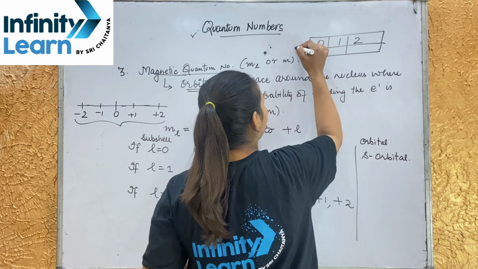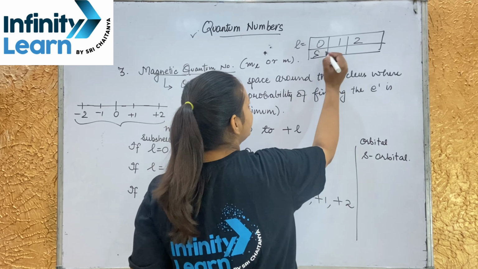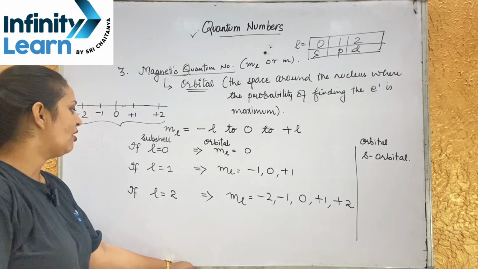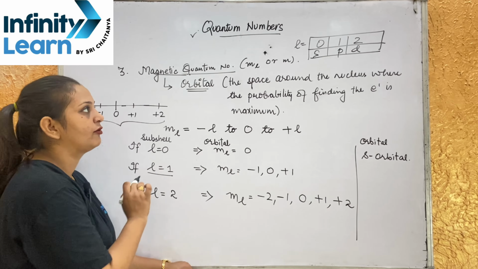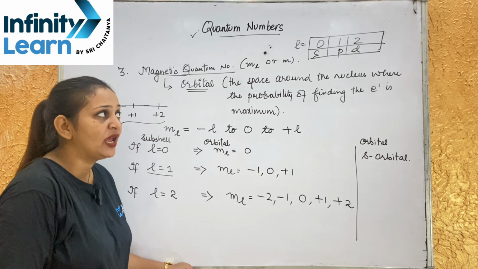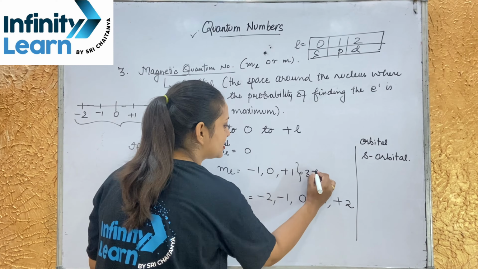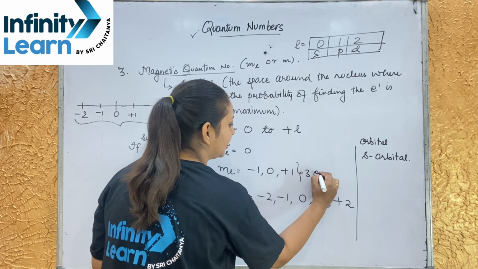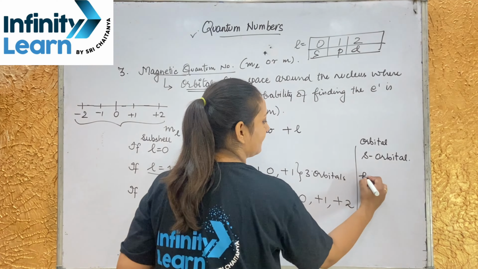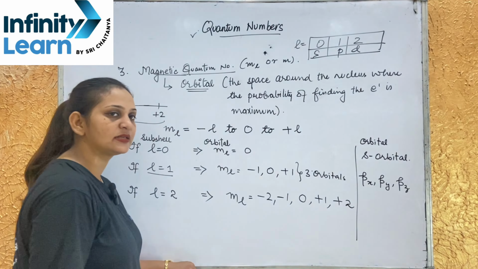If the value of L is 0, 1 or 2, then its designation is S, P and D. When we say L is equal to 1, we are talking about the P subshell. In the P subshell, there are 3 orbitals, namely Px, Py and Pz.